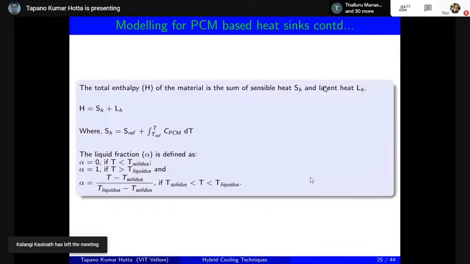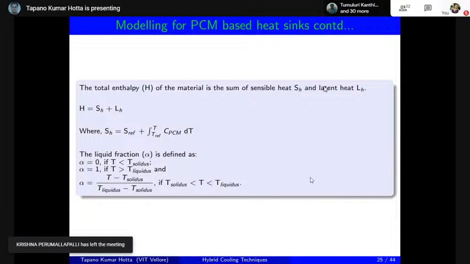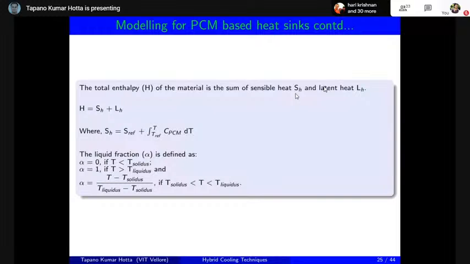But what is more important here is that I told you PCM is going to store a huge amount of heat. The total enthalpy content of the system is given as a summation of sensible heat as well as latent heat. Now this is the formulation, because some of you who are already doing PCM modeling might be familiar with this expression. This expression will give you the sensible heat calculation.